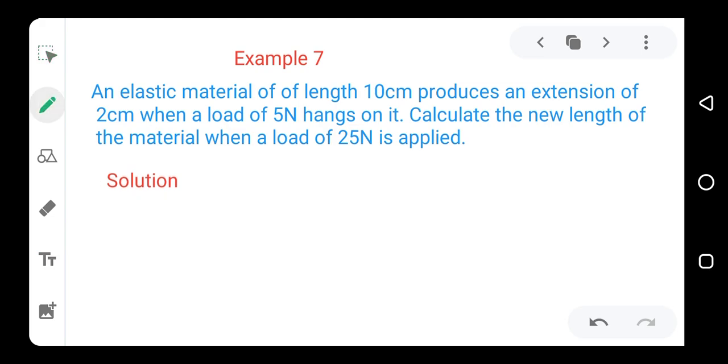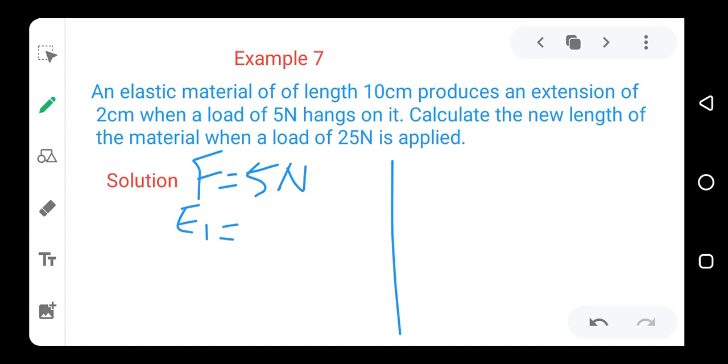Now to solve this, we bring out our parameters. Our F1 is equal to, when a load of 5 Newton, is equal to 5 Newton, and our E1 is equal to, an elastic material of length 10 cm brings an extension of 2 cm. We have the original length of it, and we have the extension for the first one, which is E1 is 2 cm. We are not doing anything to get E1. The E1 is given to us directly. Now, calculate the new length of the material when a load of 25 Newton is applied.